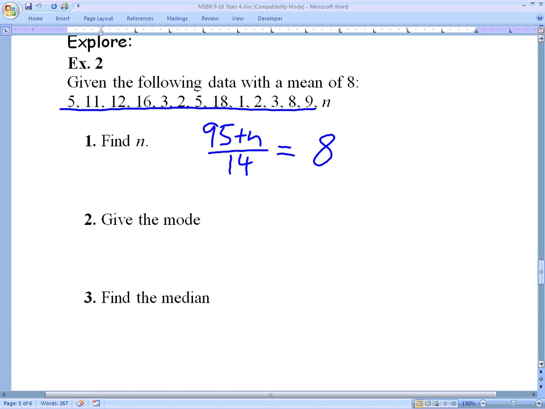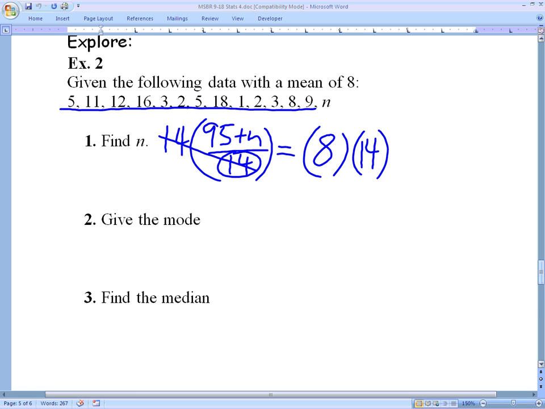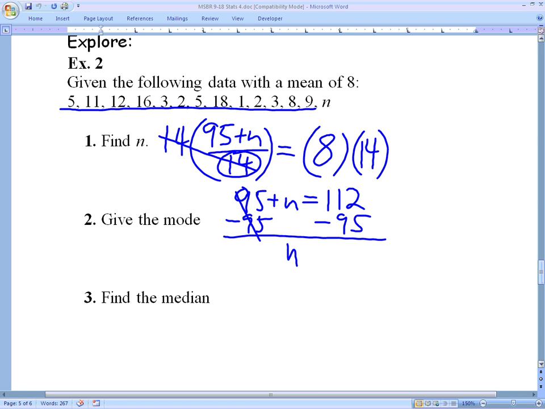And now we've got a nice little algebra problem. We can solve it in 2 steps. We want to get our variable alone. So the first thing we should do is get rid of this 14. The way we can do that is multiply both sides by 14. Which will get us 112. So we have 95 plus n equals 112. Subtract 95 from both sides to get the variable alone. And what does that leave us with? 17, I believe. Yep, 17. So n equals 17. It was the second biggest number of the bunch.